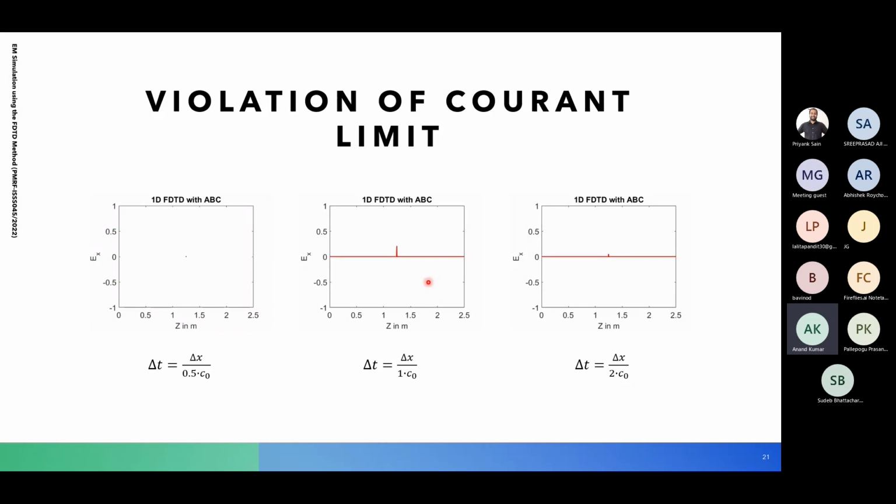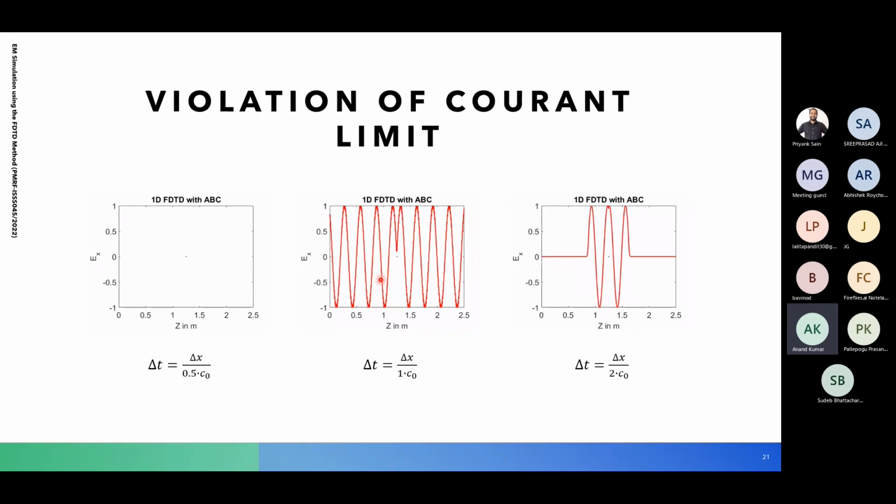When we work at the Courant limit, the simulation is working fine. In this particular case, the number of points we are taking for this wave is less, so we see the wave, but due to fewer points to reproduce it, the wave seems a little bit crooked. And when we follow the Courant limit properly, we see that the wave is being approximated very nicely, and the simulation remains stable.